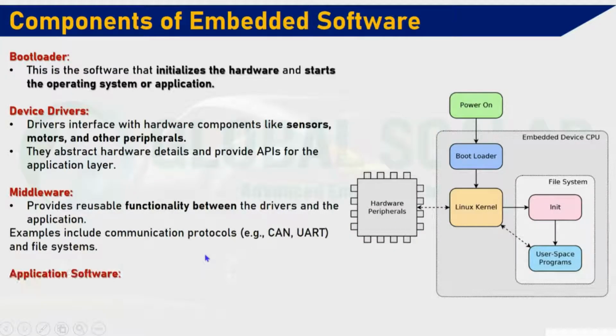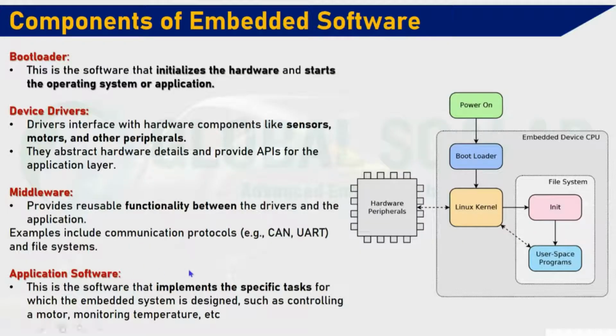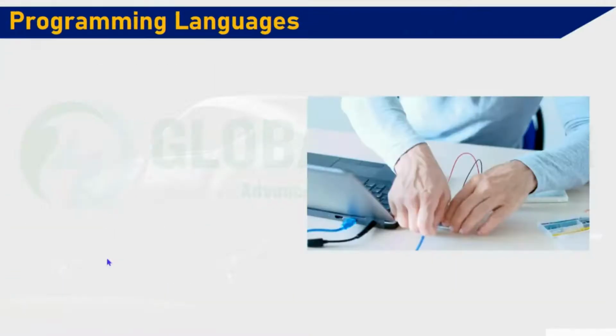Middleware is the functionality between the drivers and the application software, with protocols like CAN or UART as some examples. And application software is specifically to perform the tasks which the embedded system is able to function, like controlling of the motor or monitoring of the temperature. Such things will be added in the part of application software. So these are the major components for the embedded software.